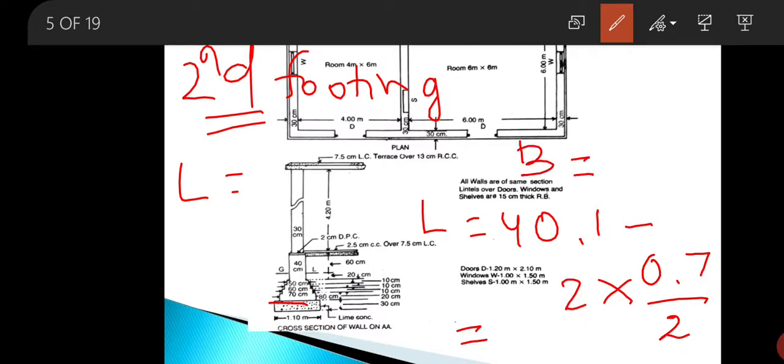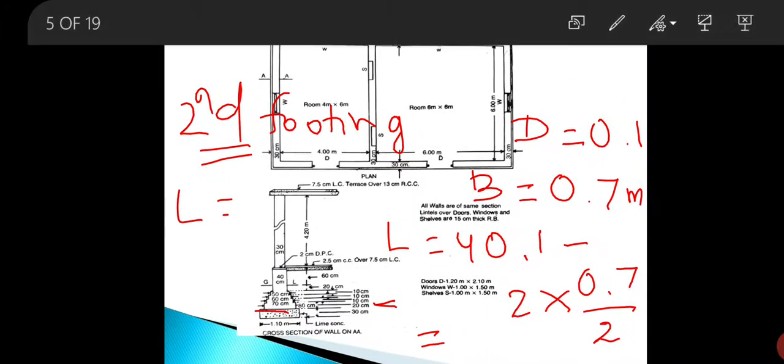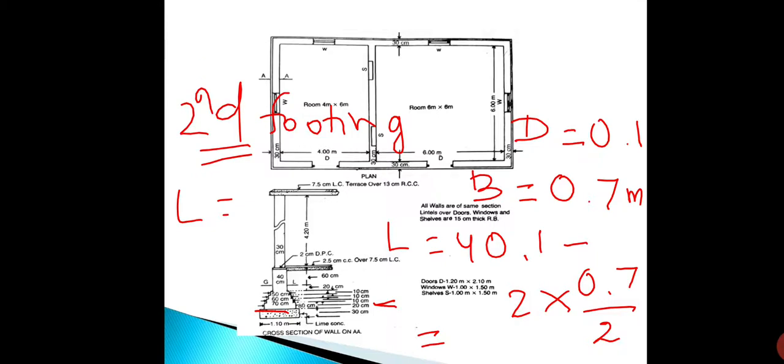What will be the breadth? The breadth will be equal to 0.7 meter. Then what will be the depth? From the diagram, you can see from the section of the wall, the second footing is of thickness 10 centimeter. See here, this one is 10 centimeter. So depth will be 0.1. Now we will move to our details of measurement form.